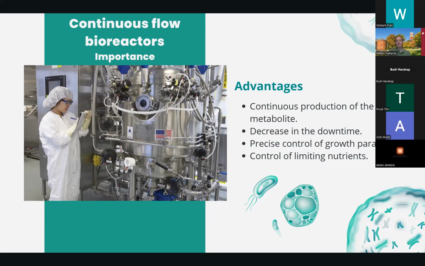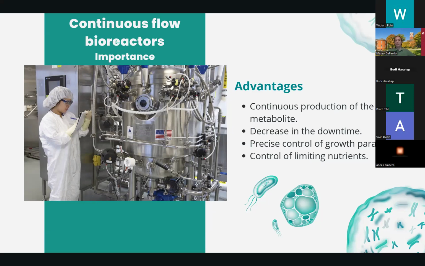So this will keep going all the time. Also, an advantage is the precise control of the growth parameters, because we have everything constant, so we can select based on what we want. For example, there are types of chemostats that work where they want a constant pH, so it can be a pH stat. Or if you would like your key parameter, the biomass, to be constant, then you will have a turbidostat.